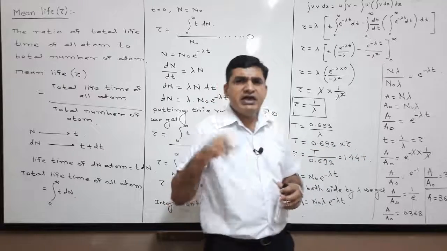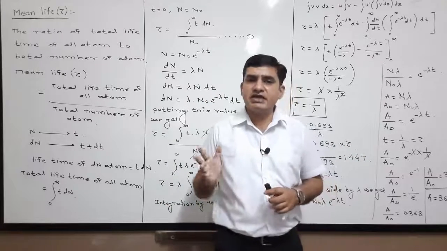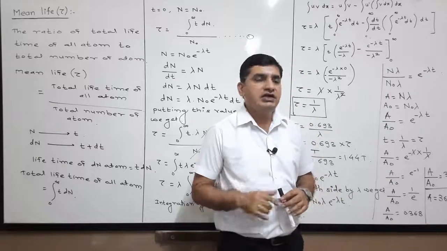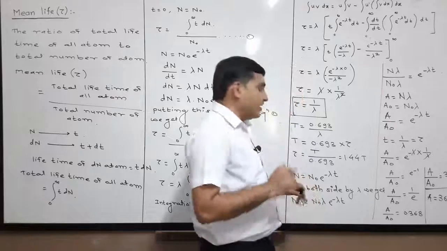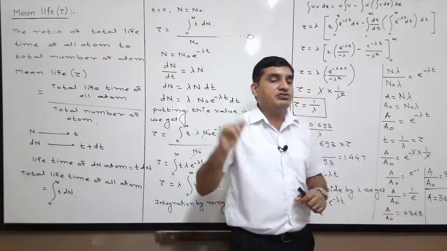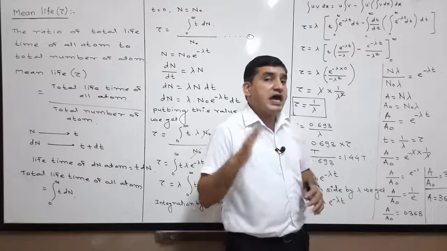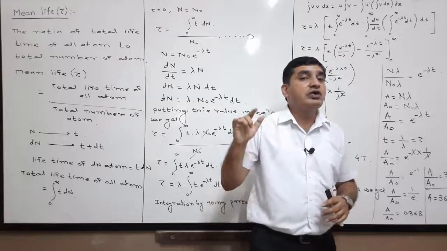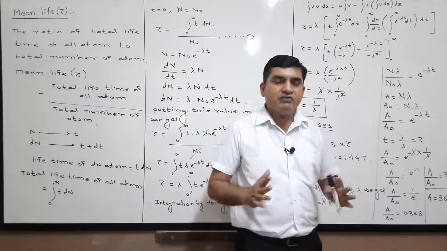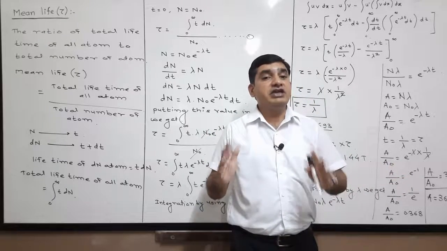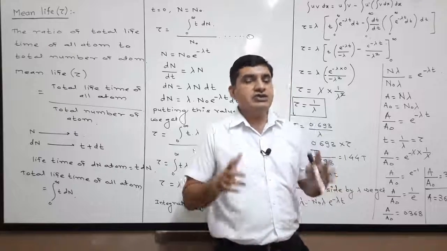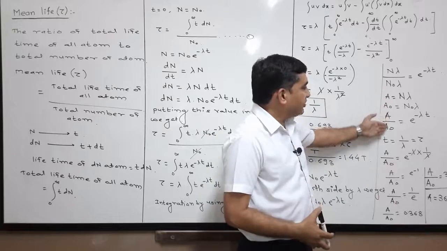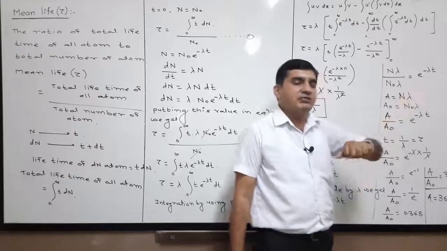Again we know that N is equal to N0 e raised to minus lambda t. Multiplying both sides by lambda, we get lambda N is equal to N0 lambda e raised to minus lambda t. But the activity of a radioactive substance at a time t is A is equal to lambda N, and the activity when time t is equal to 0 is A0 is equal to N0 lambda, and therefore we get A upon A0 is equal to e raised to minus lambda t.